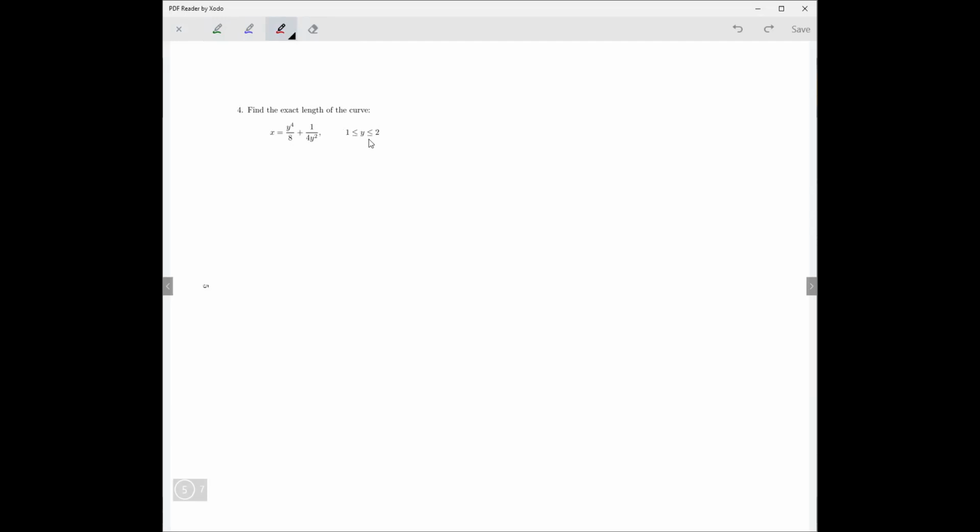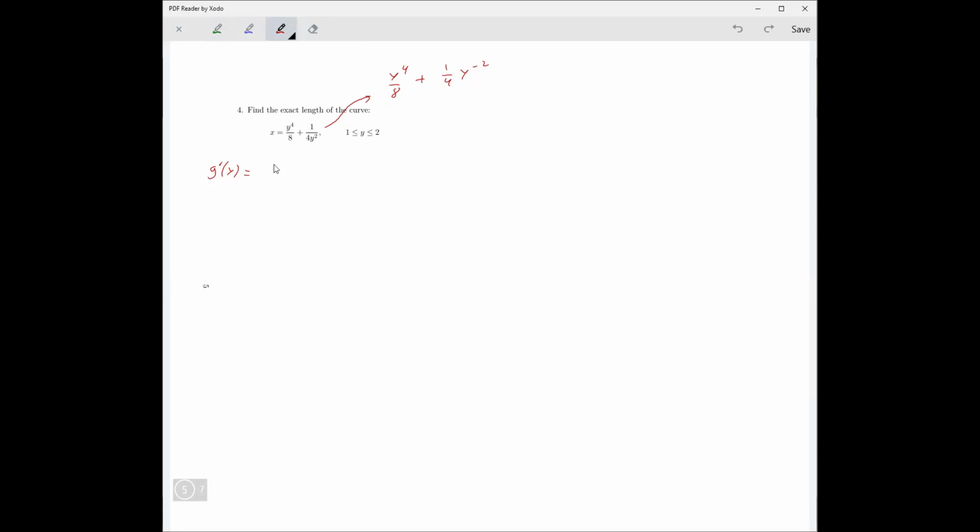Okay, here it's going to be in the y's. So we're looking for g prime of y, which is the derivative of this. You can also think of this as being y to the 4th over 8 plus 1/4 y to the -2. That makes it easier to differentiate. Okay, so now take the derivative.